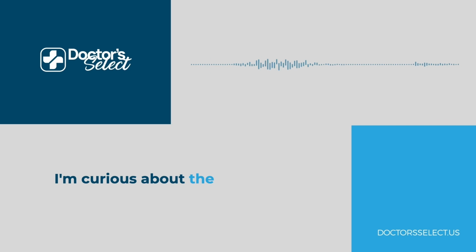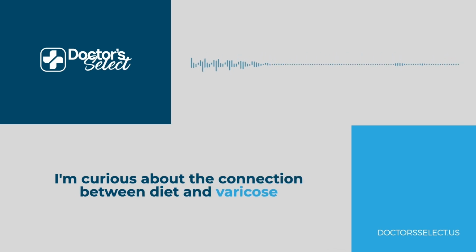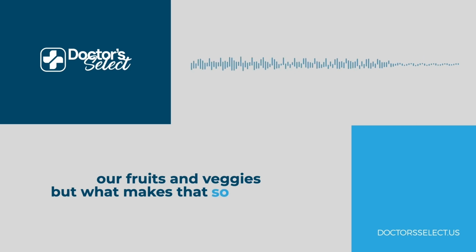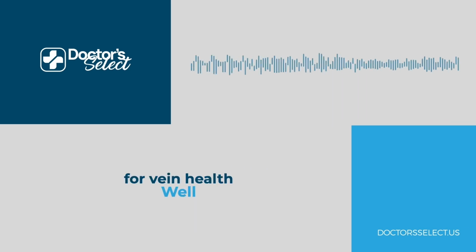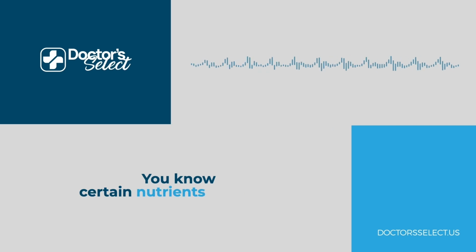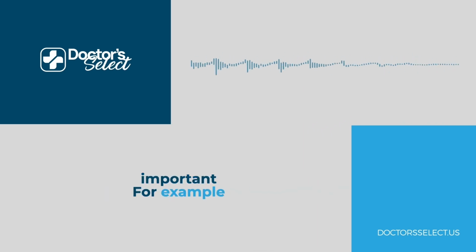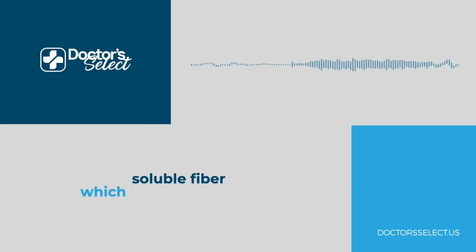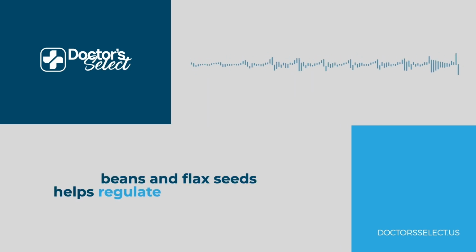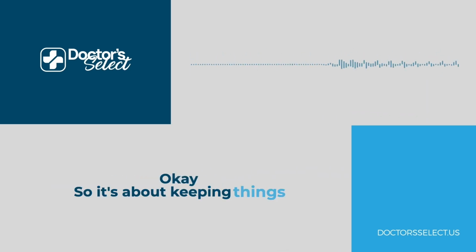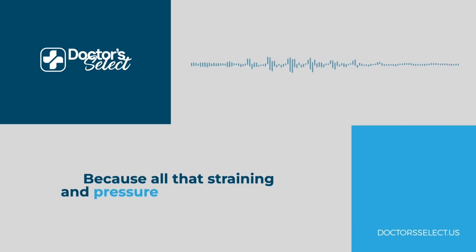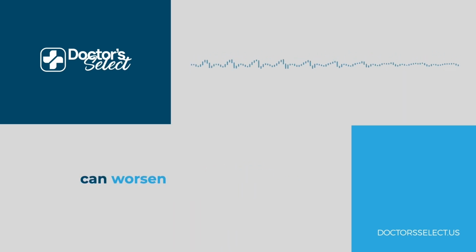Now, I'm curious about the connection between diet and varicose veins. I know we're supposed to eat our fruits and veggies, but what makes that so beneficial for vein health? Well, it's not just about generic healthy eating. Certain nutrients are really important. For example, soluble fiber, which you can find in oats, beans, and flax seeds, helps regulate bowel movements. Okay, so it's about keeping things moving internally as well. Exactly. Because all that straining and pressure from constipation can worsen vein problems.